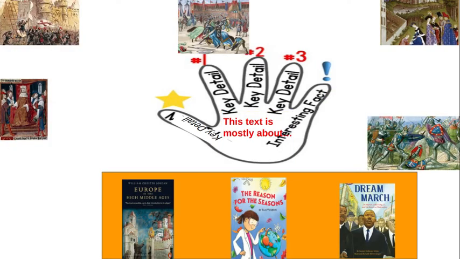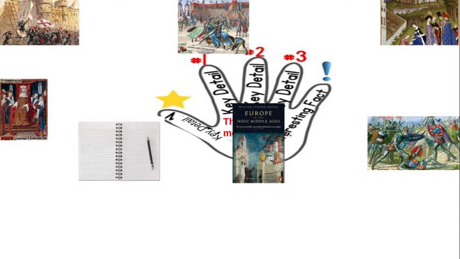Let's try it again. This one's a little tougher. Look what's going on here. Look what's going on in corner 4, corner 3, corner 2, and corner 1. That's right. So, Europe in the High Middle Ages, right? All five fingers each has a corresponding detail to go with it.